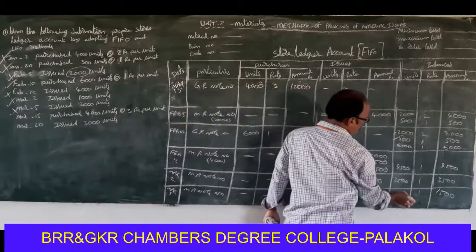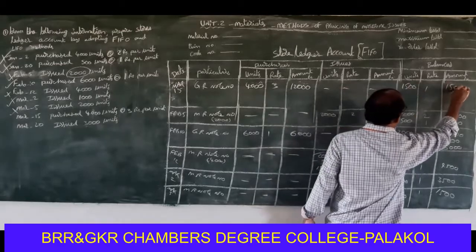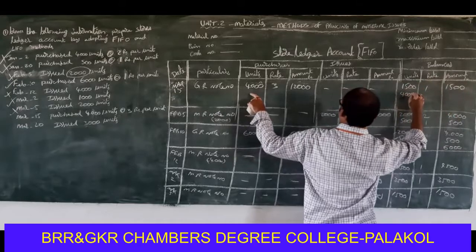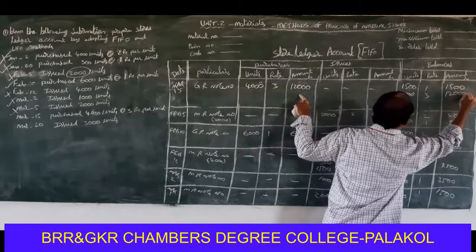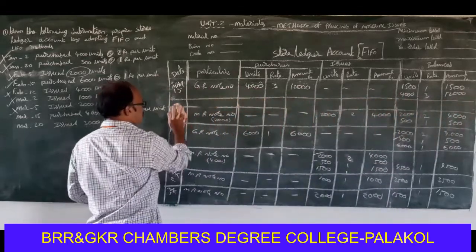Okay, so what material is available? 1,500 units at the rate of 1, 1,500. So next we received here 4,000 units. 4,000 into 3 is equal to 12,000. Right, next and last transaction.